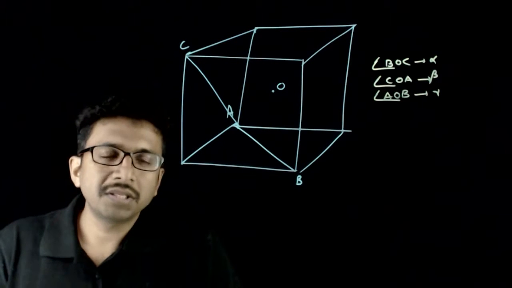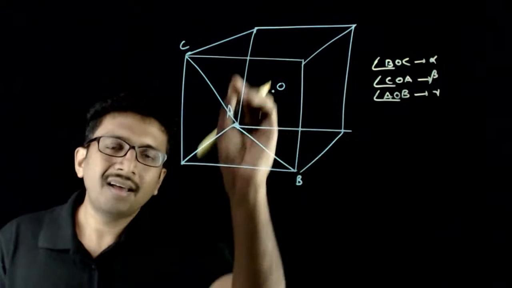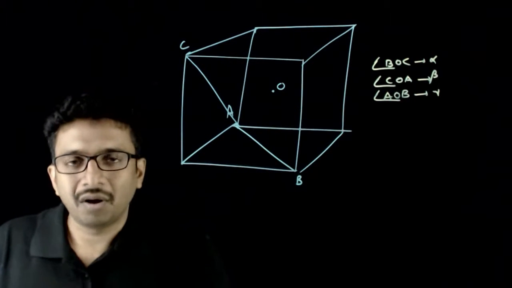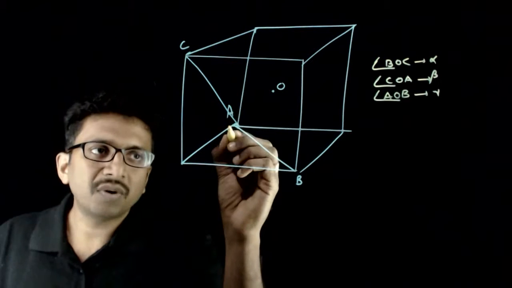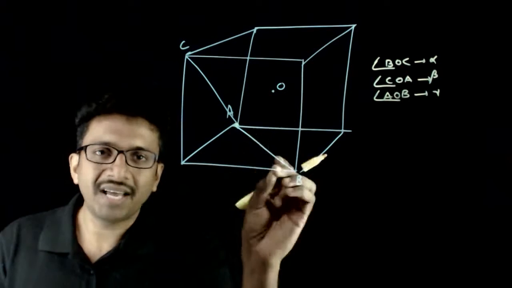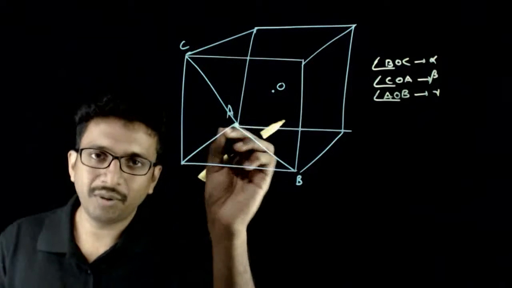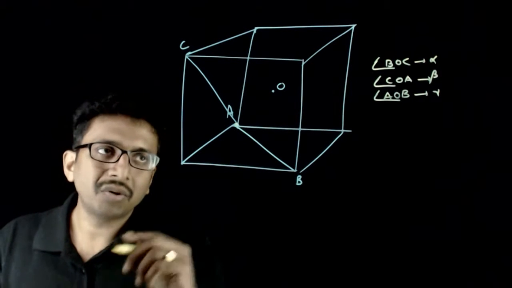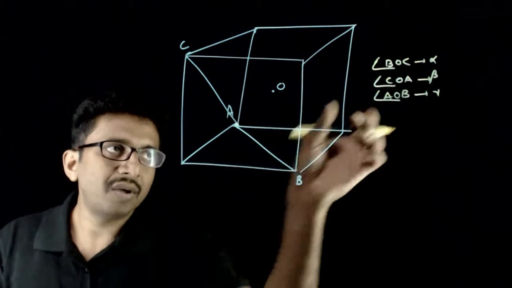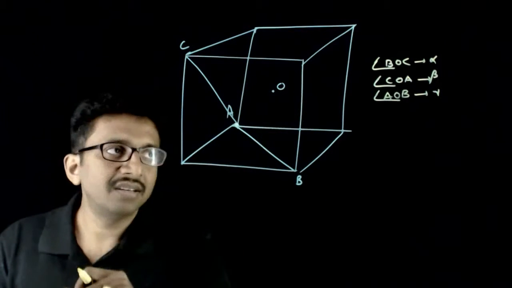So welcome students. In this question you're given a rectangular box with its edges oriented along the axis, and the center of this box is the origin. A is one of the vertices, and AB and AC are two face diagonals of faces adjacent to A. If you have the origin as the center, angle BOC is alpha, angle AOB is gamma, angle AOC is beta.